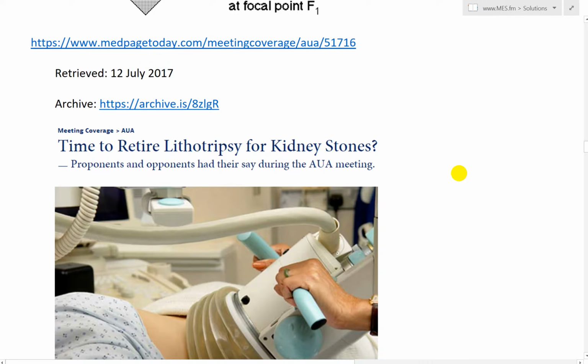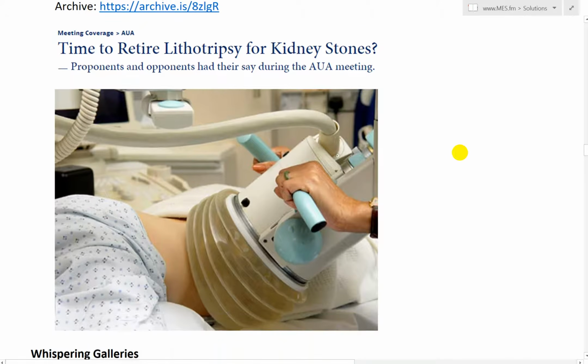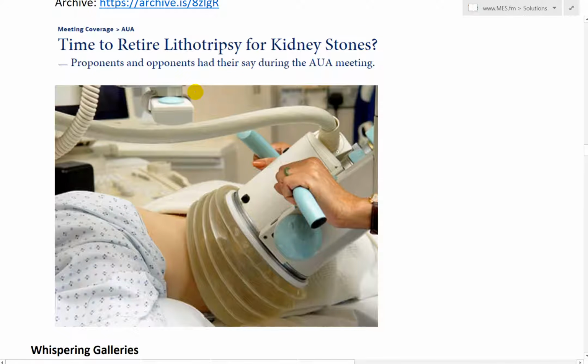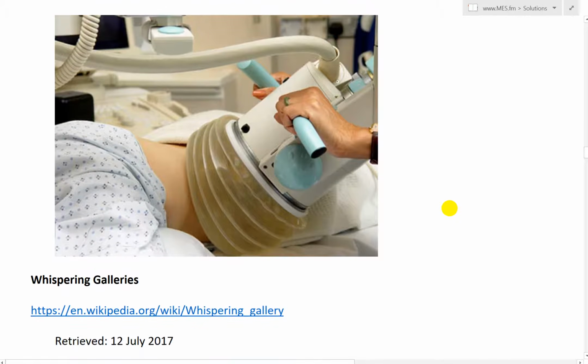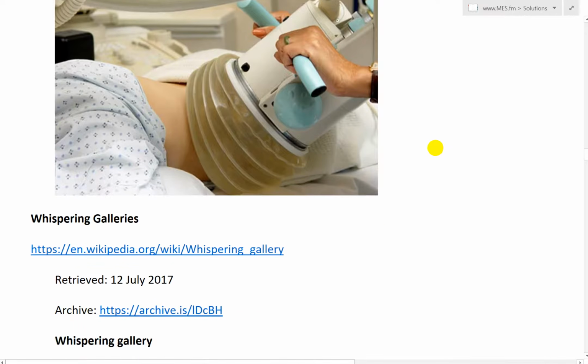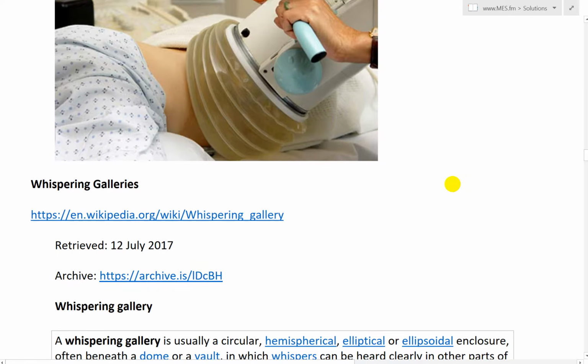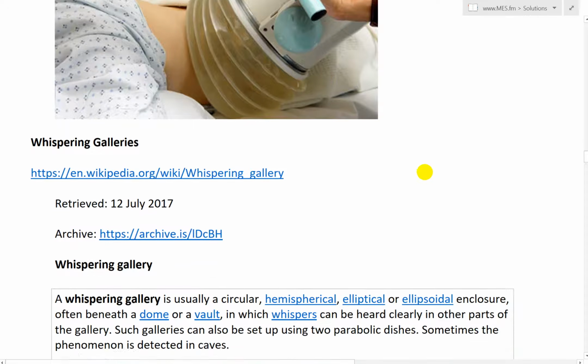Then here's another website, medpagetoday.com, wondering if people should retire lithotripsy for kidney stones. Proponents and opponents had their say during the AUA meeting, so I guess there's some debate going on about that. But here is one of the lithotripsy devices. See, there's that water cushion. I believe there's something there you can see with the x-ray where the stone is, and there it is, how it looks, one type of it. And yeah, just sending shock waves with an ellipsoid shape inside.